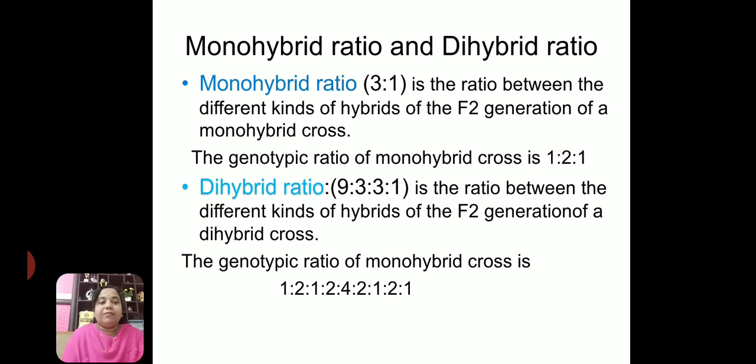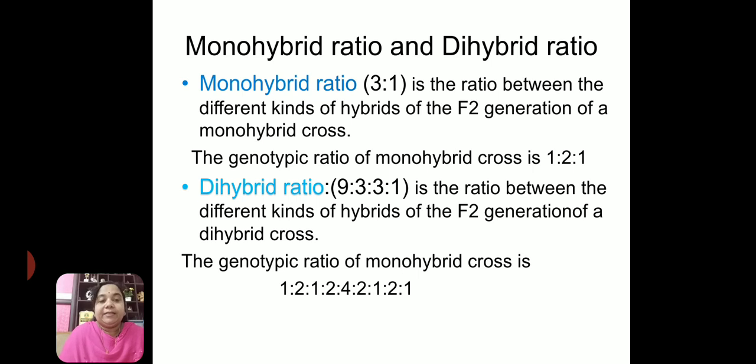Then the same 1, 2, 1. So 1, 2, 1, 2, 4. Again 2, 1, 2, 1. That is the ratio: 1:2:1:2:4:2:1:2:1. Then how many types of genotypes are observed?